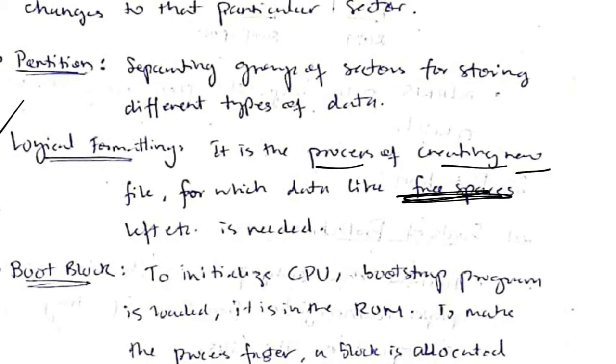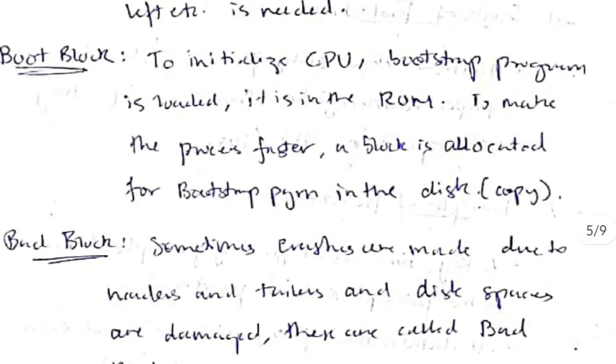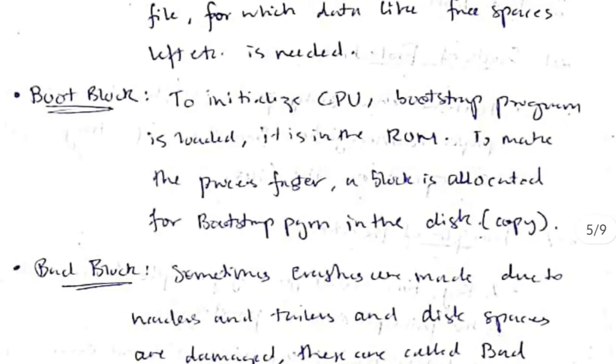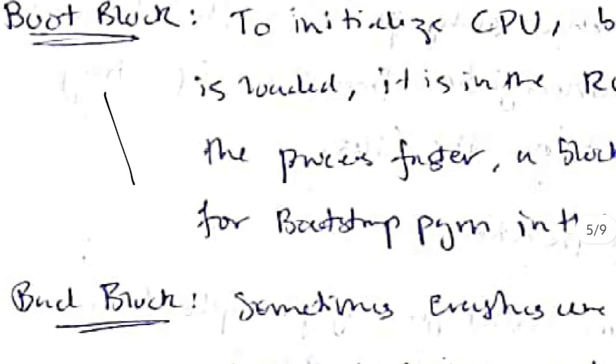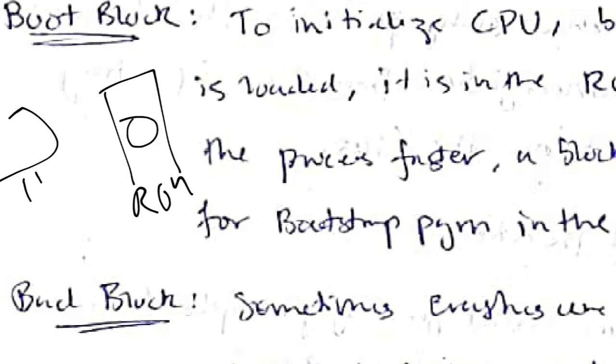Okay, the next one is boot block. Boot block means to initialize the CPU, a bootstrap program is loaded. So where is the bootstrap program stored? This is the computer system. This is the ROM. In ROM, the bootstrap program is stored. When we switch on the computer, this program is loaded. Okay. So to show the stages of switching on the computer, the bootstrap program is loaded.